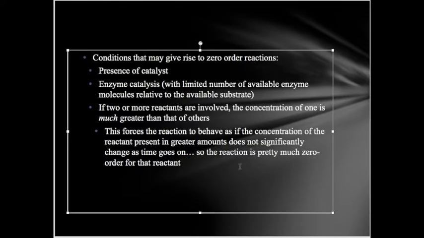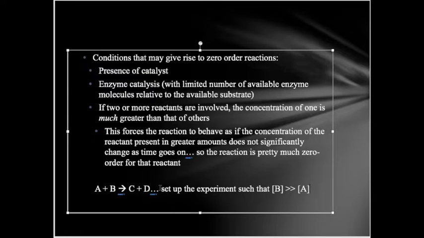For example, let's say that I'm looking at the reaction A plus B yields C plus D, and I'm trying to study it in the lab or something. Well, because I have 2 reactants, it's going to be really difficult for me to figure out the order on each reactant. So what I can do is set up the experiment such that the concentration of B is much, much greater than the concentration of A right when I start the reaction.